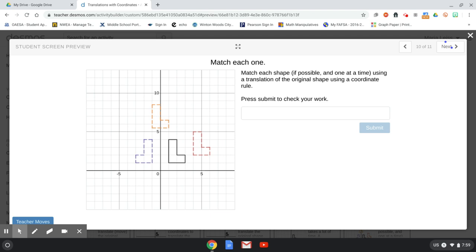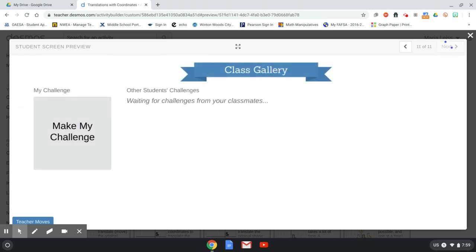On here, it actually wants you to write a translation. So to get this to this, how many over and how many up? You're going to do x plus something, y plus something, hit submit. You'll probably get to watch it move. See if you can get 2 out of 3 of those. One of those is not going to work.